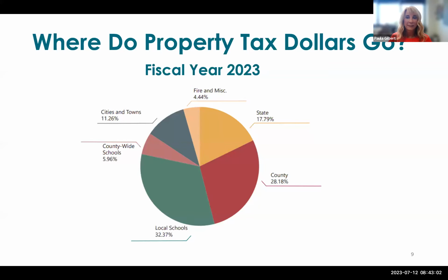But as you can see, the majority of your tax dollars go to fund your local schools, followed next by the county, and then by the state. The state section here can technically be considered schools because, as we talked about before, all of those tax dollars do go back to the schools.